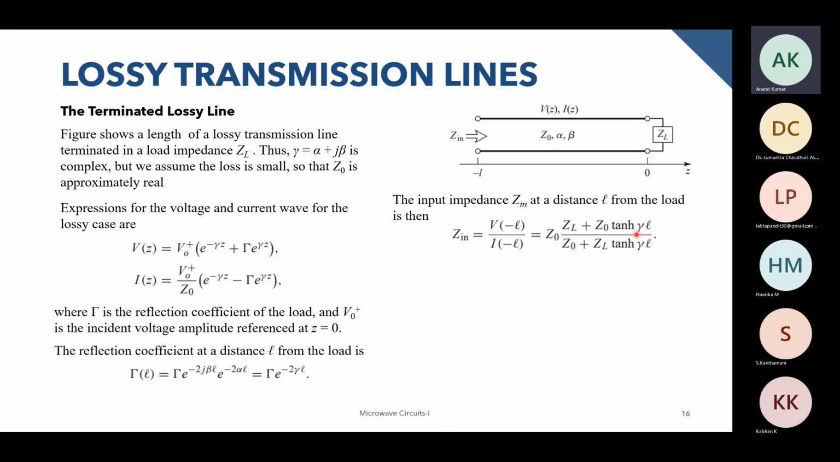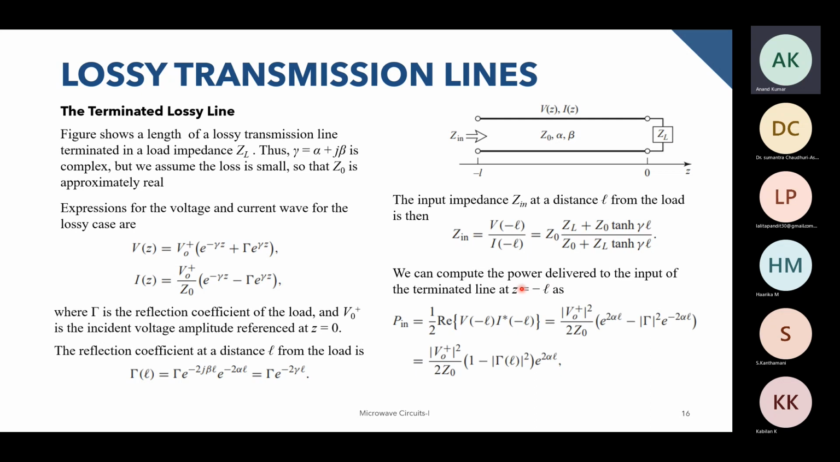And for the special case of a lossless line, gamma will become j beta, and tanh of this complex input will evaluate, and you'll get back to the tan term over here. So maybe you can look into the trigonometric relationship between tanh and tan. I'll leave that up to you. For the lossless case this will evaluate back to the original expression that we had derived. So I'll leave this as an assignment to you.